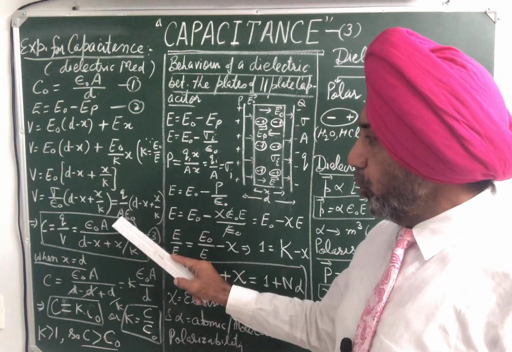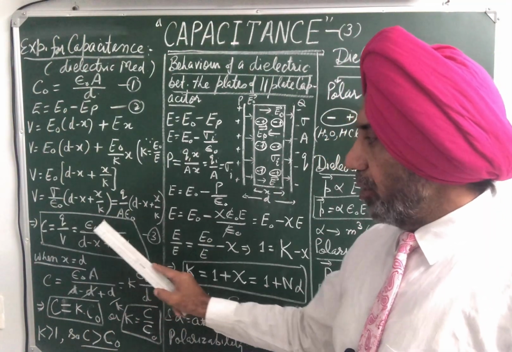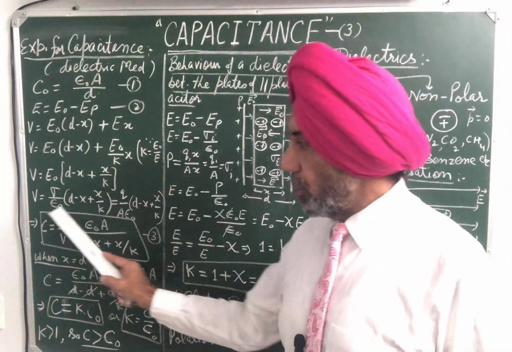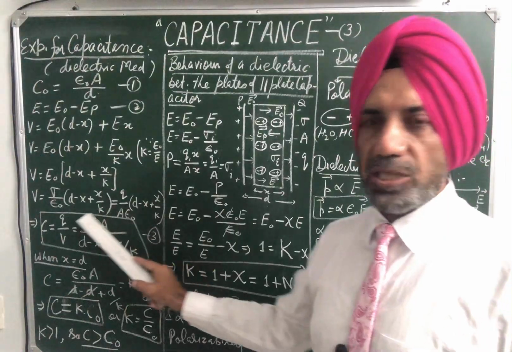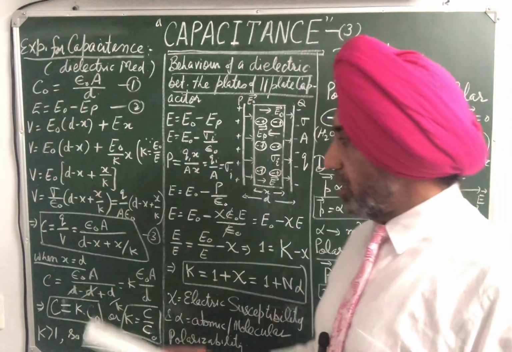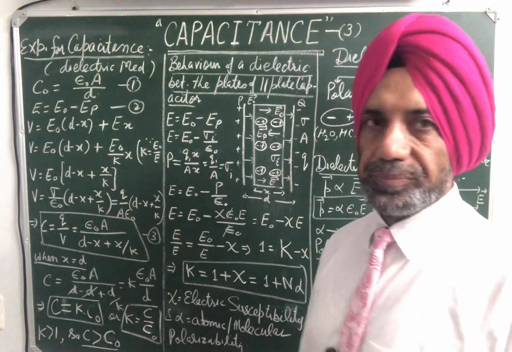Put sigma is equal to Q upon A. So then C is equal to Q upon V, that is epsilon naught A over (d minus x plus x by K). So this is the required expression for capacitance of a parallel plate capacitor when a conducting slab of thickness x is introduced between the parallel plates of a capacitor separated by distance d.